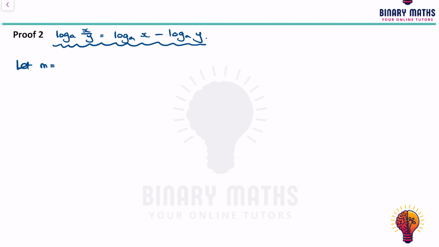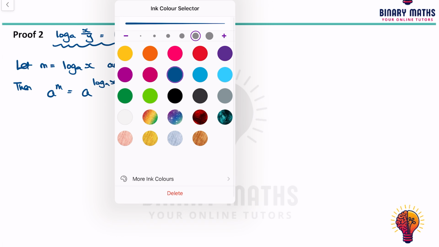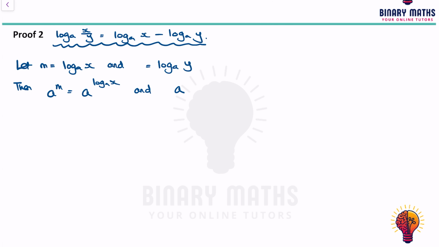Let m be equal to log base a x and n be equal to log base a y. Then a to the power of m is equal to a to the power of log base a x, and a to the power of n is equal to a to the power of log base a y.